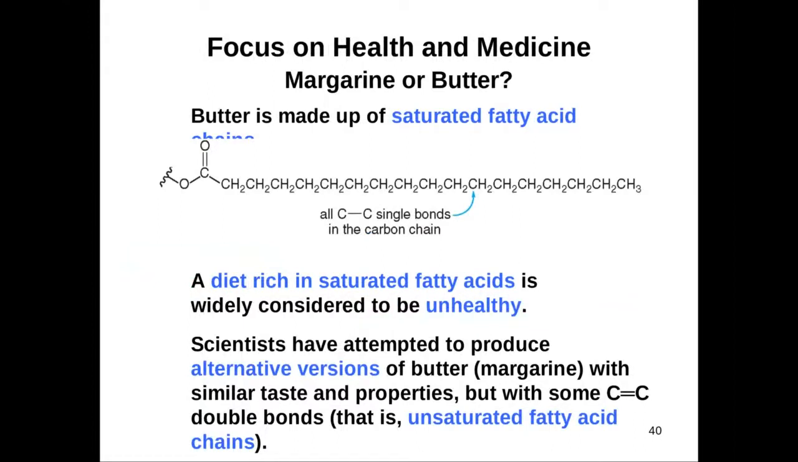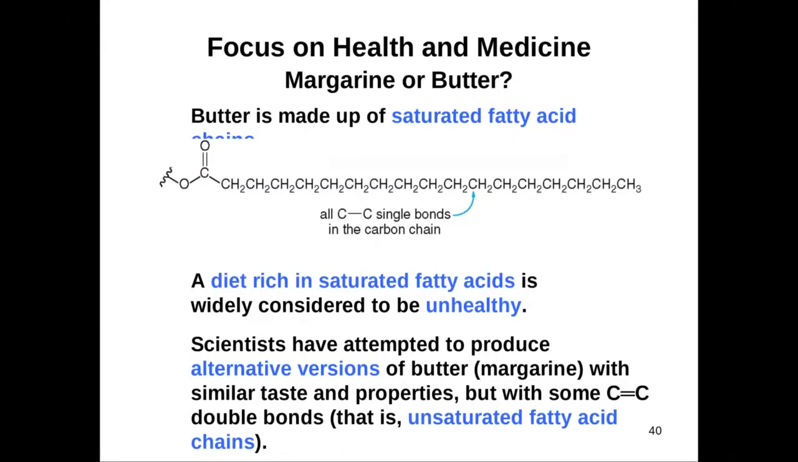All right, so let's talk about butter, because everyone likes butter, and if you don't like butter, you're lying, because butter is the best. Now, butter is made up of saturated fatty acids, and you can see it's saturated, right? All the CC bonds are single bonds. There's a double bond here, but that's a different functional group. So the main fatty acid chain here is all single carbon bonds.